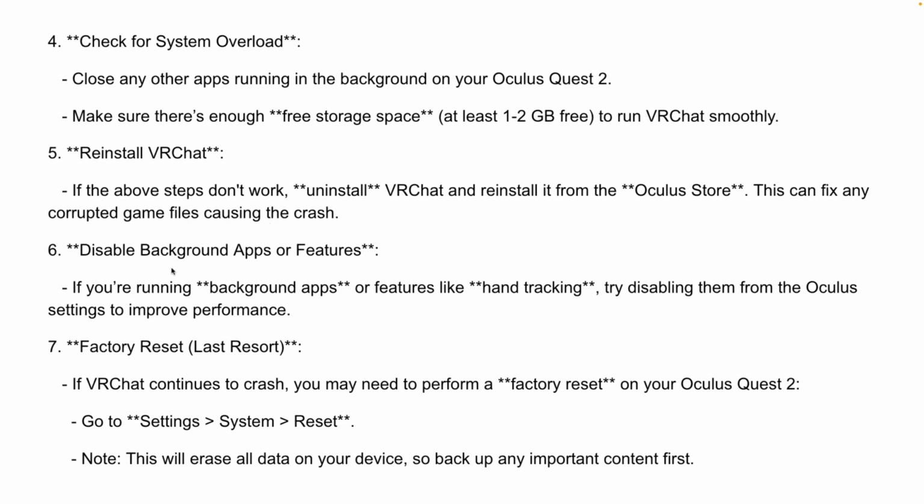Step 6. Disable background apps or features. If you are running background apps or features like hand tracking, try disabling them from the Oculus settings to improve performance.